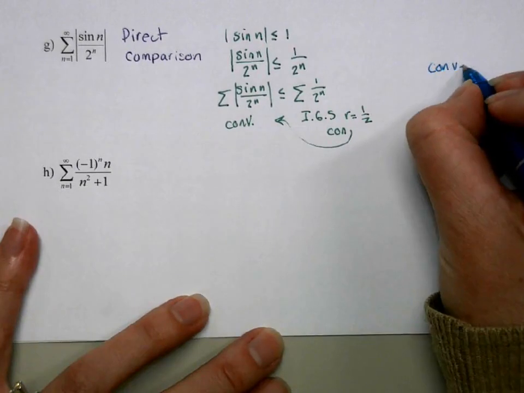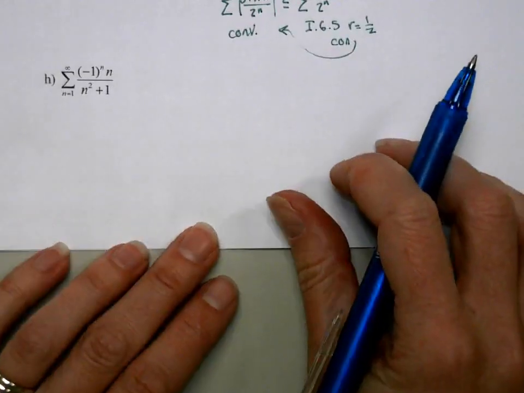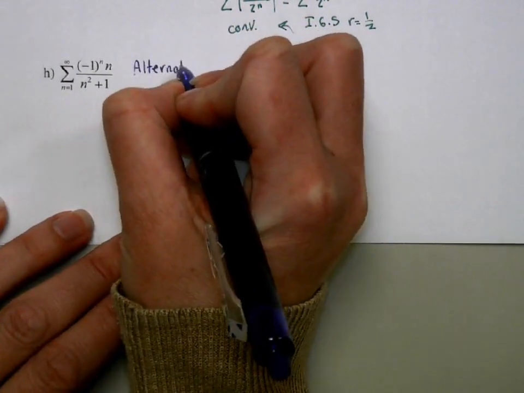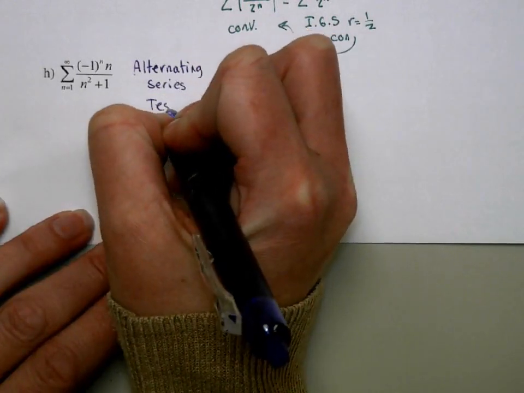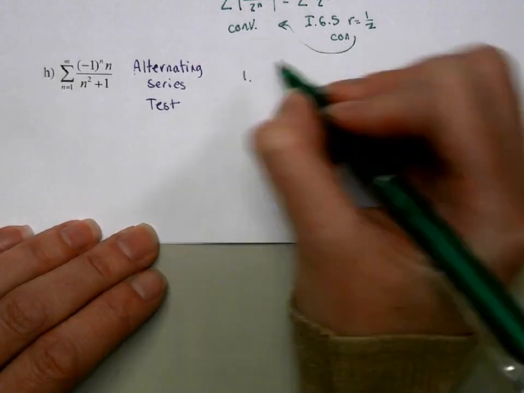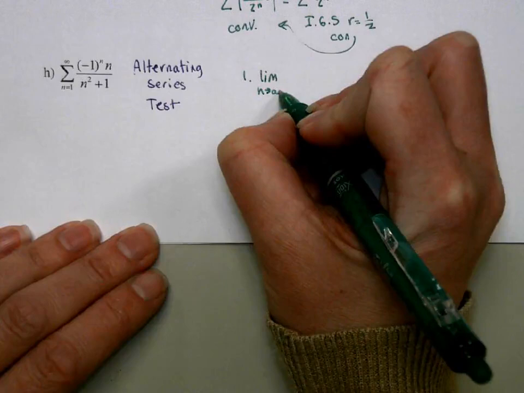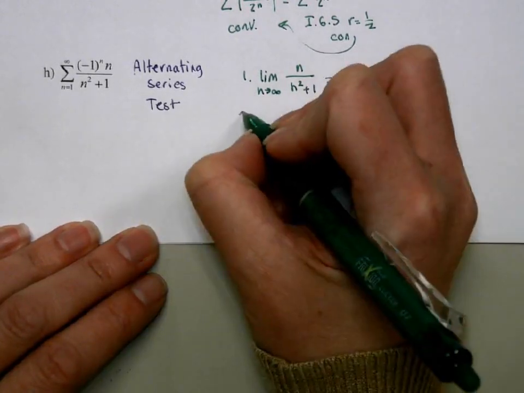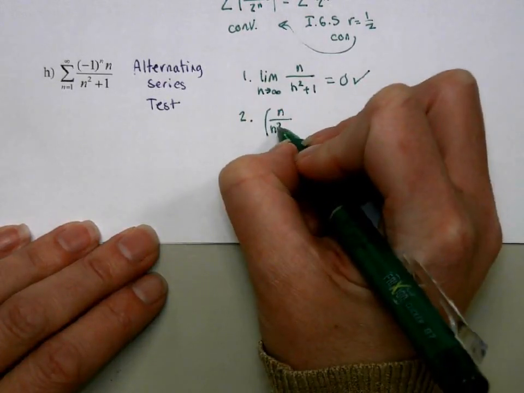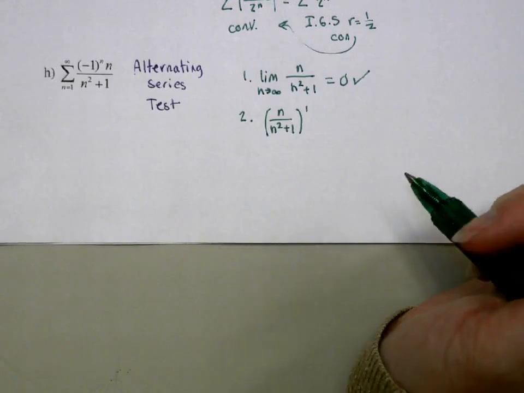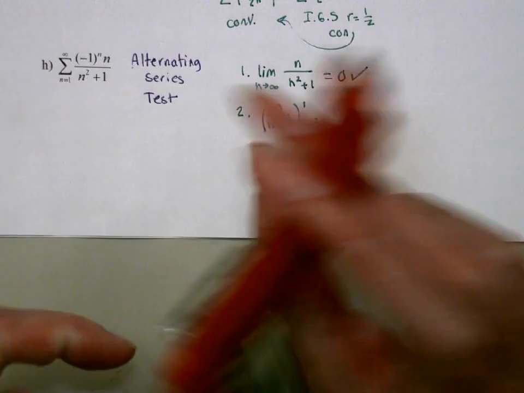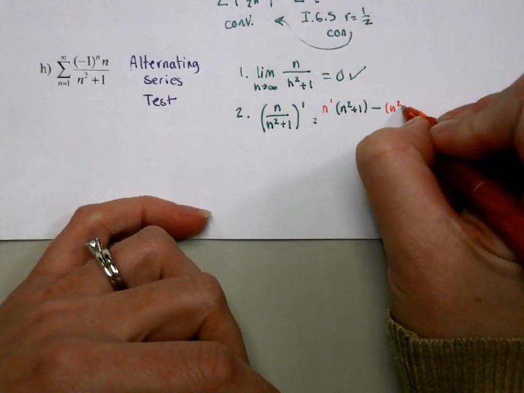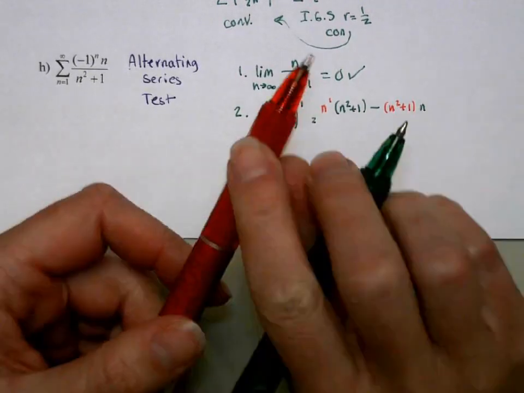Okay, our last one. The giveaway here is we have an alternating piece, which means we're going to use the alternating series test. Which has two things. First, take away the alternator, and does the limit as n goes to infinity of our nth term go to 0? Why, yes it does. Then we want to look at, is it strictly decreasing? And one nice tool we have is the derivative. This will be a quotient. Over the denominator squared.